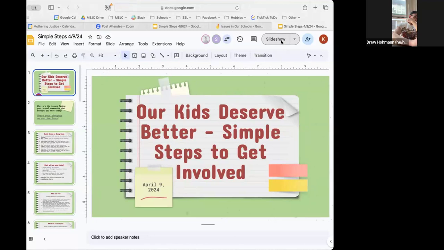I'm Drew, he/him pronouns, and I'm the digital organizer for Michigan Education Justice Coalition. The training that we are going to do tonight is called Simple Steps for Organizing in Your School District, and it is a basic overview training of how to organize.